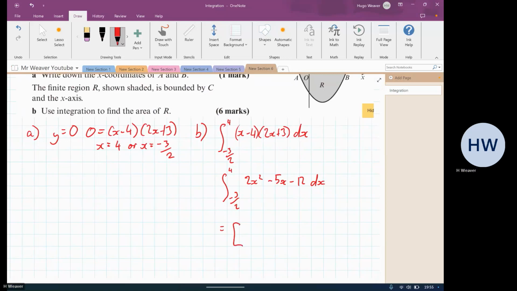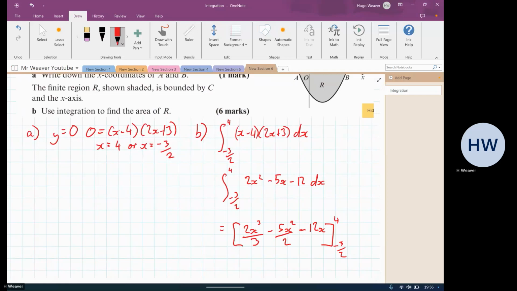Lovely stuff. So 2x squared integrated gets me x cubed, and then I need to do 2 divided by 3. So I'm just going to write it like that. Minus 5x is now going to be to the power of 2, increase the power by 1. So I now have 5 over 2, and then I get negative 12x. And then it's within my bounds of 4 and negative 3 over 2.